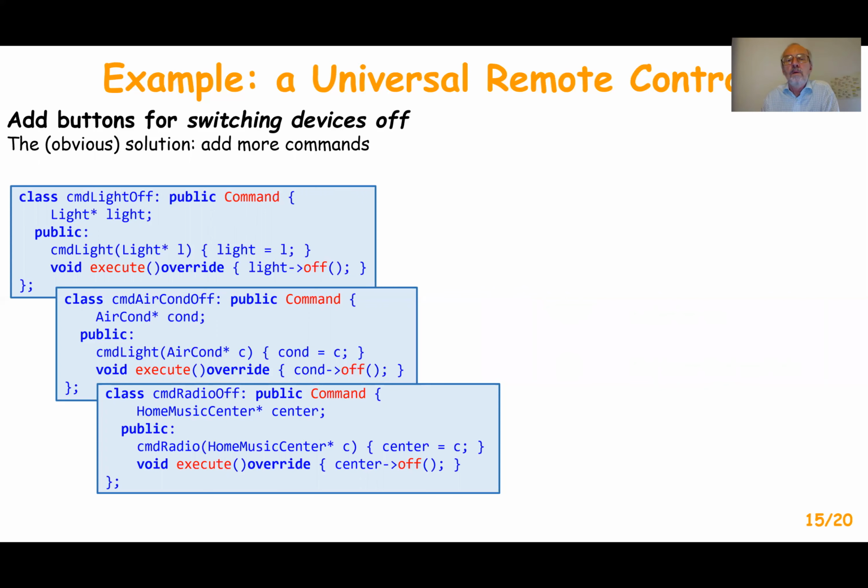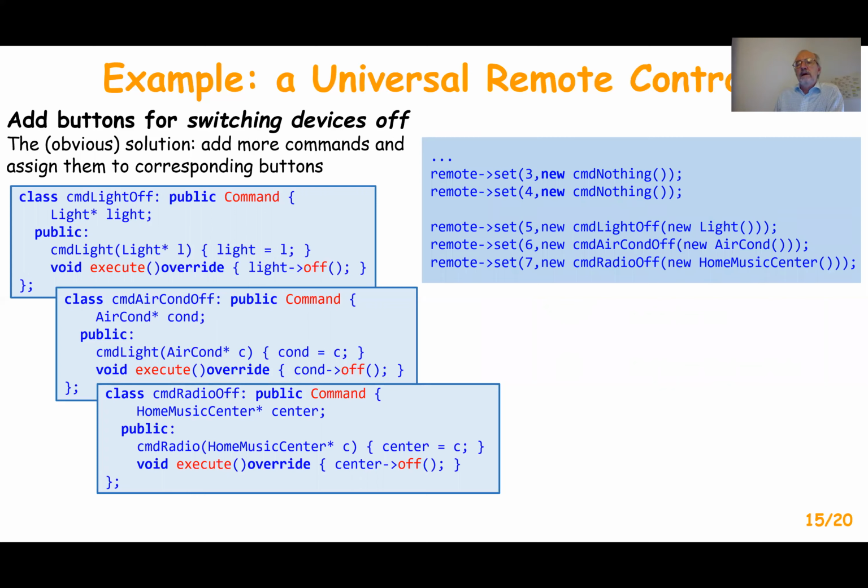Okay, and how does the whole solution look like? Here is the addition. Look at the three last lines from my code snippet. We just assign commands to new buttons. I assume that new buttons have the numbers 5, 6, and 7 for simplicity. So the idea of the solution is quite obvious. I don't expect any problems for understanding this solution.